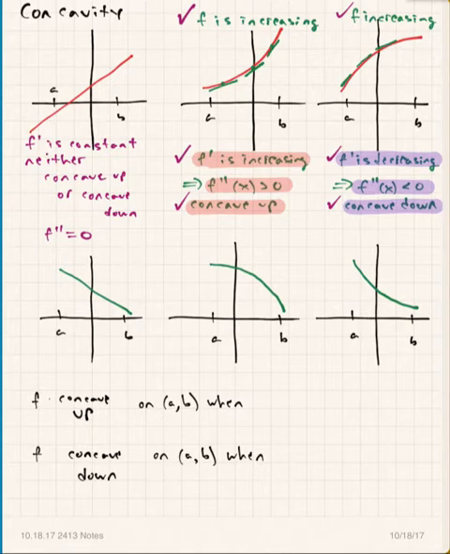All right. By the way, sometimes you'll hear people say that a function is concave up when its tangent lines are underneath the curve, the tangents are below the curve. And a function is concave down when the tangent lines are above the curve.